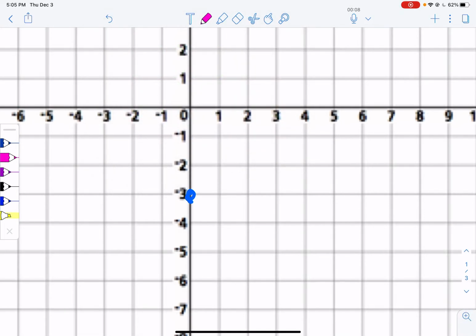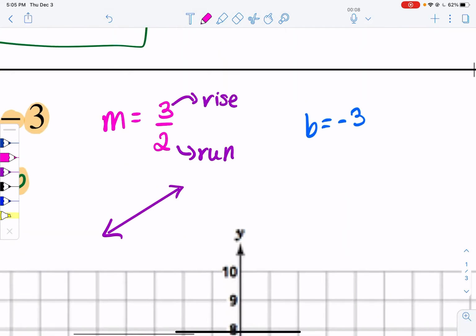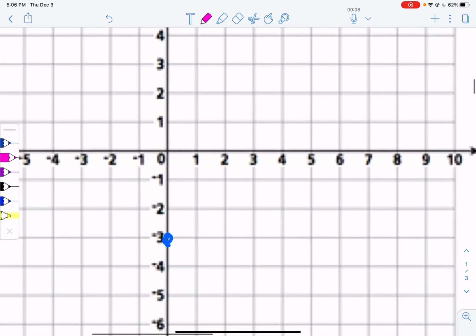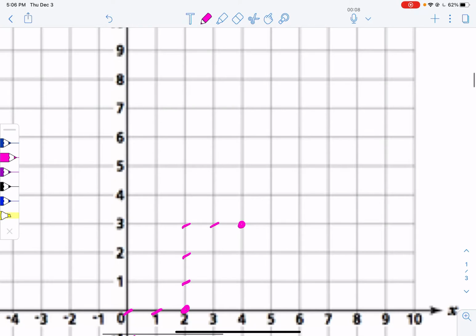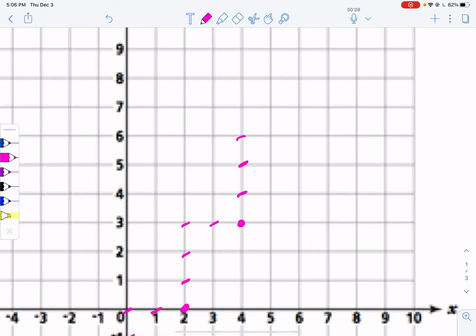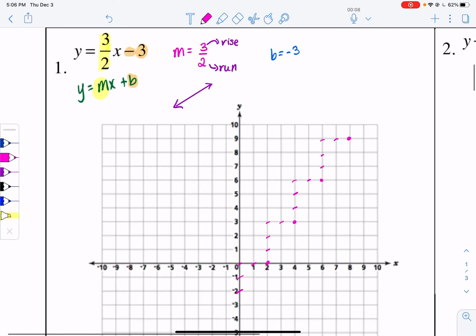Well, my points that I get for my slope. So I said that my rise was 3 and my run is 2. So 1, 2, 3, 1, 2. I'm going to keep on going until I run out of room. And I can't go anymore. So I'm going to erase those little dashes that I did to show my jumps. And it already looks much nicer and cleaner.